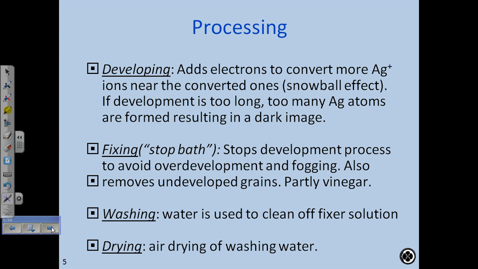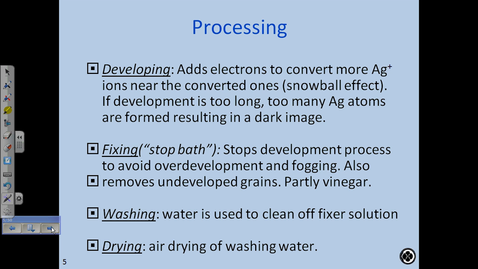The rollers push the film through this developing bath, and it adds electrons to convert more silver ions near the converted ones. So say there's already some neutral silver there. The developer adds more electrons. It's a chemical that has a lot of electron donors. You know, some elements have a lot of electron donors in the valence shell. Well, this one has a lot of electron donors, so it creates a snowball effect. Where there's a little bit of silver, it creates a lot more silver, and it makes that little spot bigger. We're talking microscopic scale now.